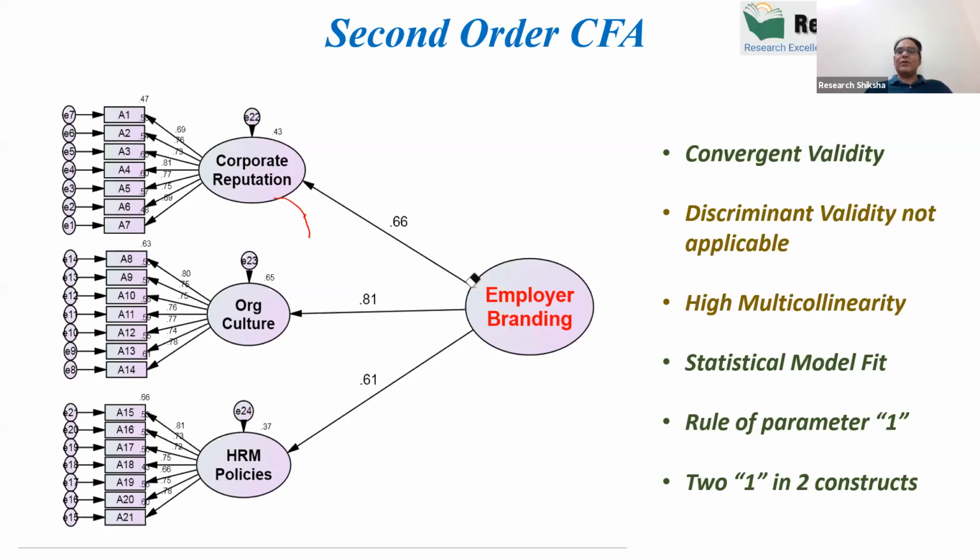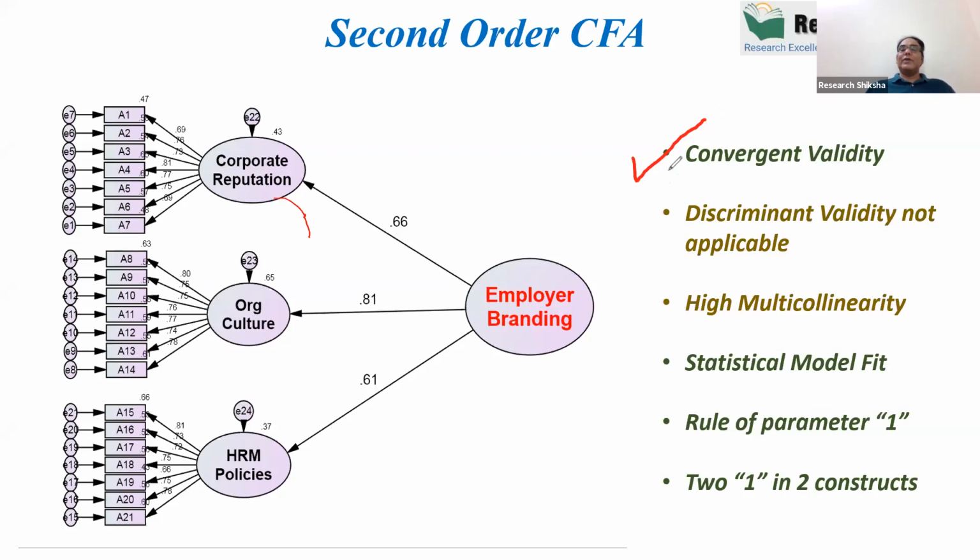So this is a second order construct. There are many cases when the construct is of second order. Like in this case, employer branding is a second order construct, and when one construct consists of three zero order constructs, then this construct is known as a second order construct. And you can examine the validity of a second order construct by doing only the convergent validity. Discriminant validity is not applicable on a second order construct, right?